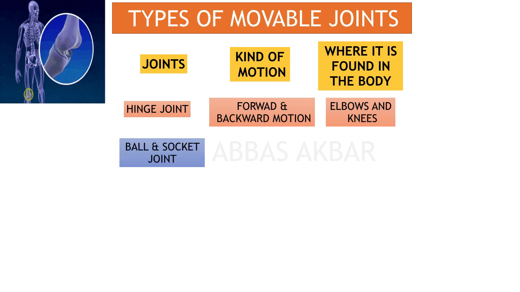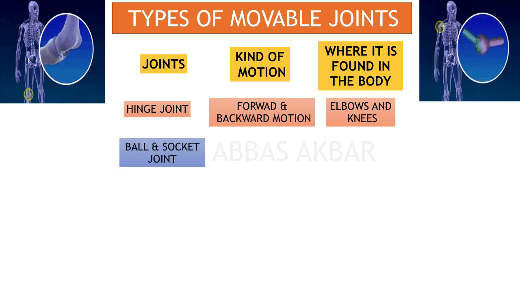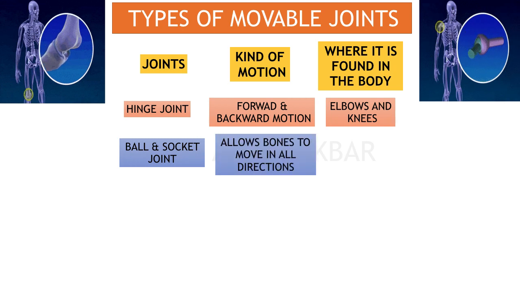Ball and socket joint. In this type of joint, the ball-shaped end of the bone fits into the cup-shaped socket of another bone. This type of joint allows movement in all directions. The shoulder and the hip joint are examples of ball and socket joint.